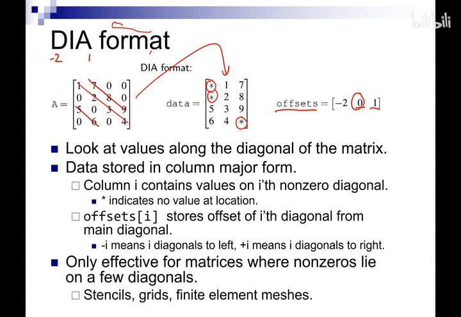However, if all of your elements lie on just a few diagonals, let's say 3 diagonals, then your data matrix would only have 3 columns and n rows, instead of n columns and n rows. So then you save a lot. Now, it turns out that there are matrices that we care about in practice that have this diagonal property. These matrices come from things like stencils or grids, or finite element methods. So this diagonal format has its uses, but it is specialized.